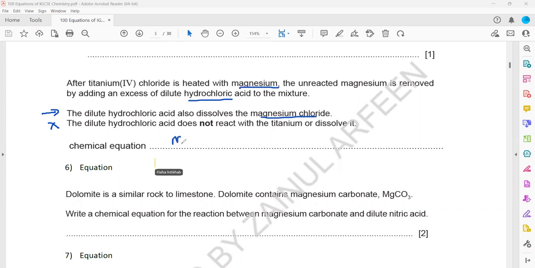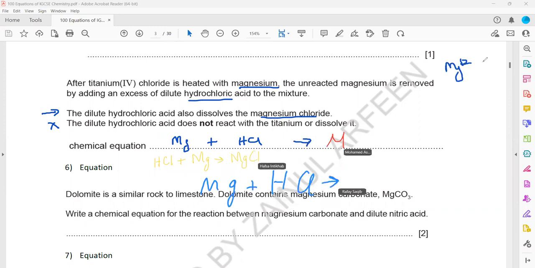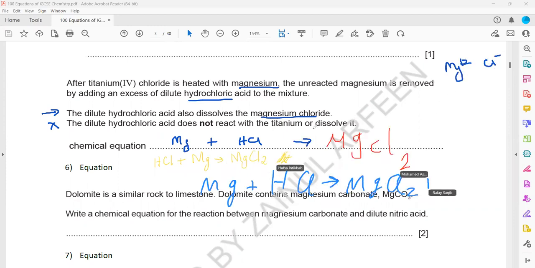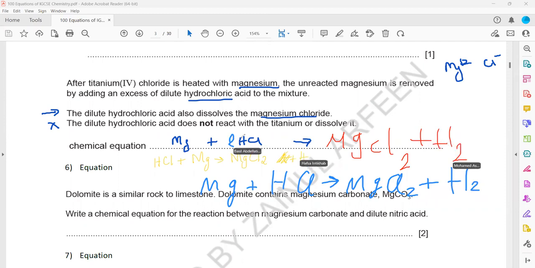So when magnesium, Mg, reacts with hydrochloric acid, HCl, it gives magnesium chloride. Magnesium is group 2, so +2, and chlorine is group 7, -1. So magnesium chloride will be MgCl2. Because the acid is reacting with the metal, it will give hydrogen gas as well. To balance, we put 2 before the HCl, so hydrogen is also balanced.